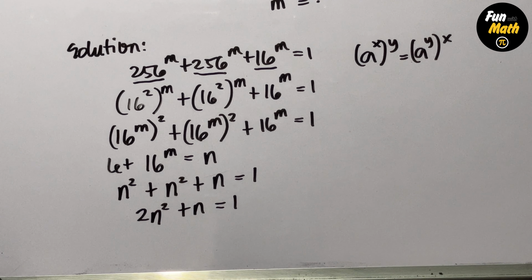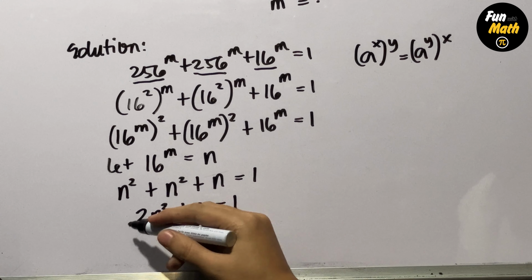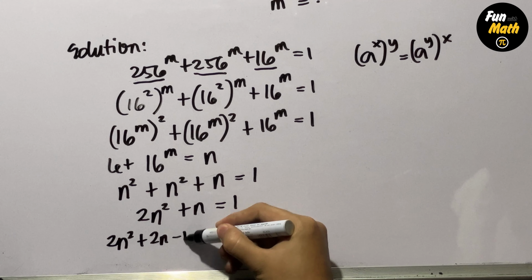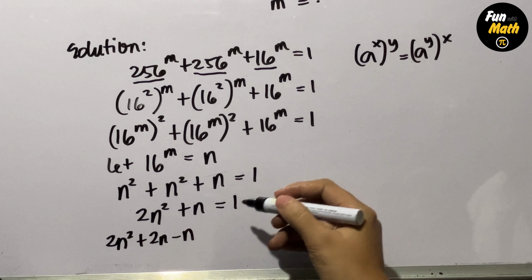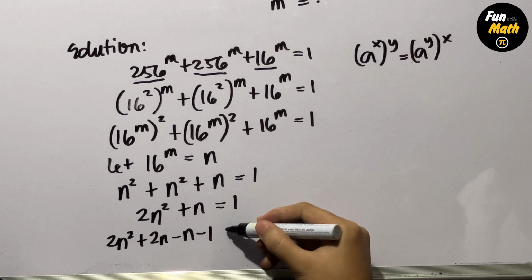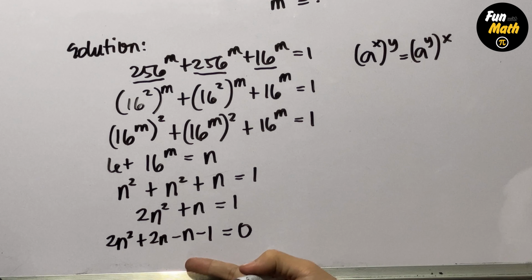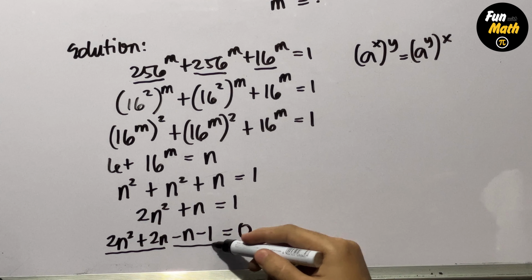Next is, we can apply the grouping and factoring. For grouping, we need to split n into 2n minus n. So this is now 2n squared plus 2n minus n. And then we need to take 1 to the other side, so this is now minus 1, equal to 0. Next is factoring. Now we need to identify the common factor in every group. By the way, this is the first group and this is the second group.